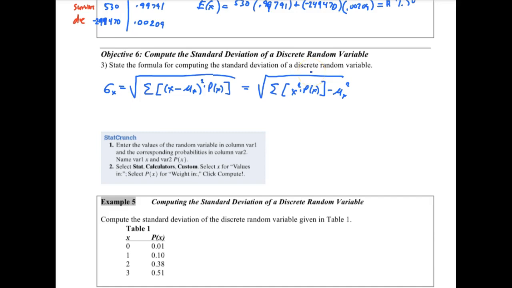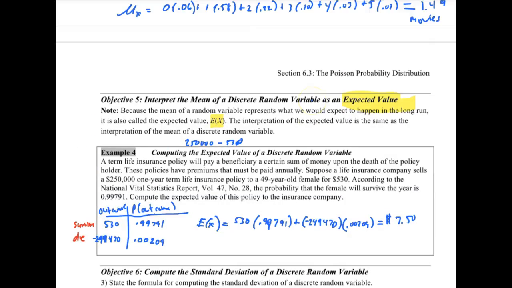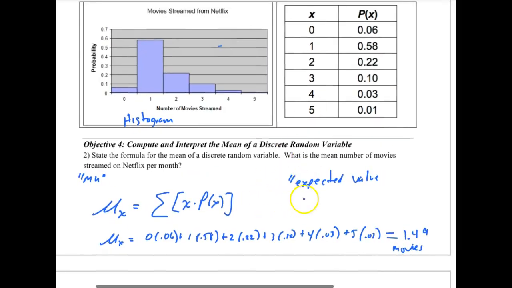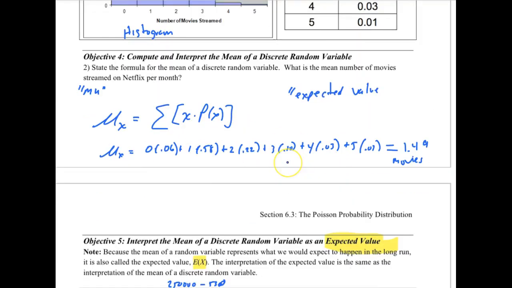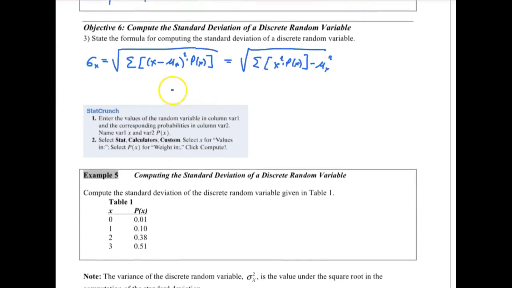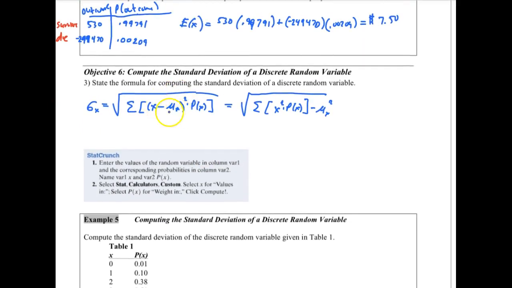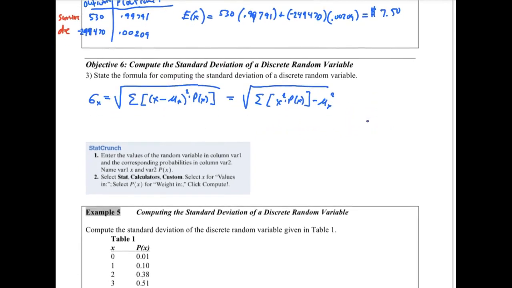Now, when we compare the formulas, this one's actually pretty simple. The mean one is easy to calculate by hand for small data, right? X times p of x, add them all up. Here again, x minus the mean, it's kind of like a z-score. We're trying to find the deviation, squared, times p of x. And so you may be able to recognize some values in there. But in the end, for standard deviation, we are going to use StatCrunch to do so.